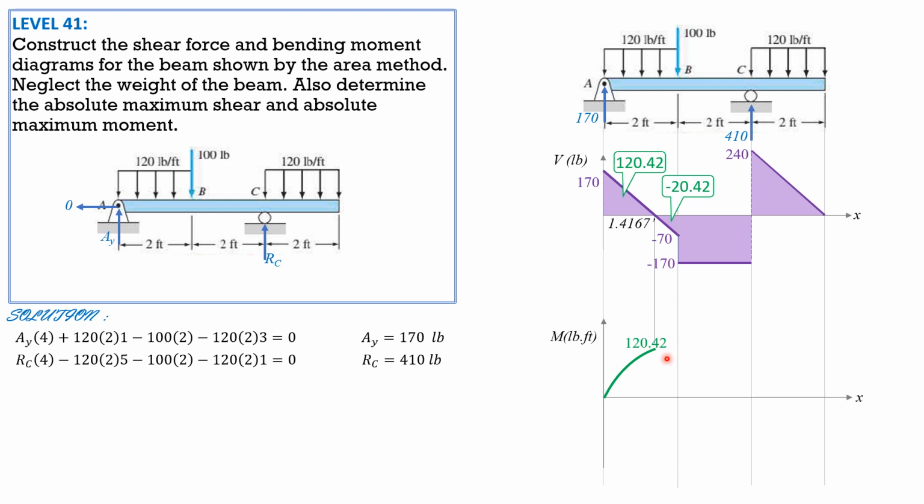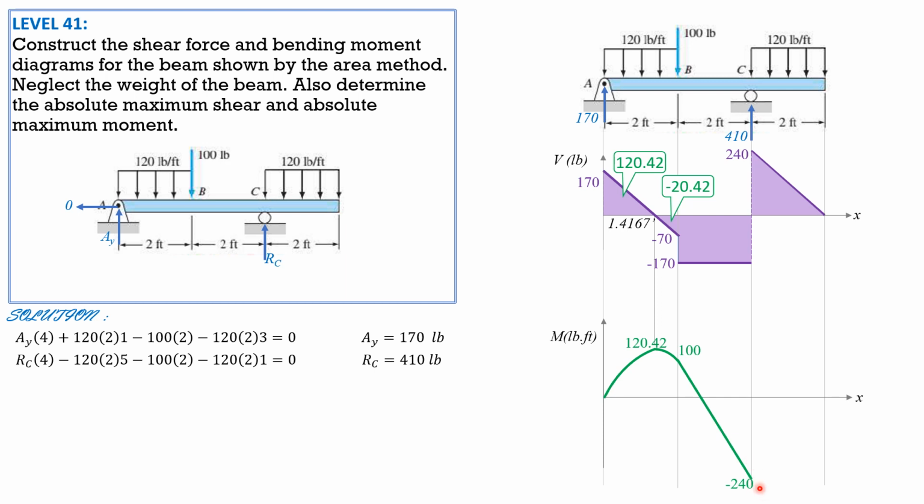Then from horizontal slope to negative 70 slope, connect with a smooth curve, so it is concave downward again. 120.42 plus negative 20.42 is 100. Then we have a constant slope of negative 170, so that's a straight line. 100 plus negative 170 times 2, so negative 240 here.